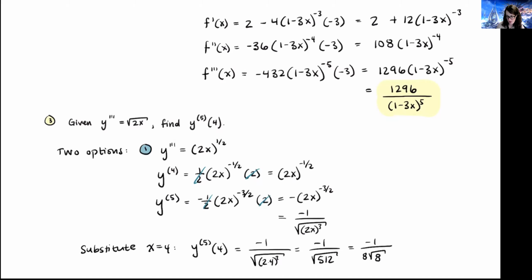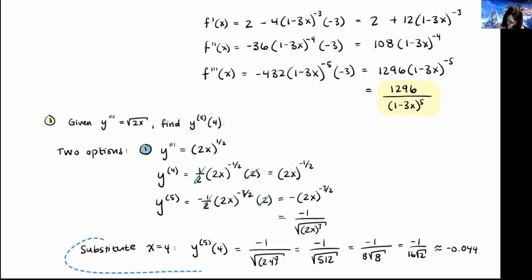8 under the square root is 4 times 2. So one of those 4's can come out as a 2, multiply by that 8, so it'll be 16 radical 2. Negative 1 over 16 root 2. Let's just, for sake of understanding what that number is close to, get a decimal approximation of this. So that's about negative 0.044.